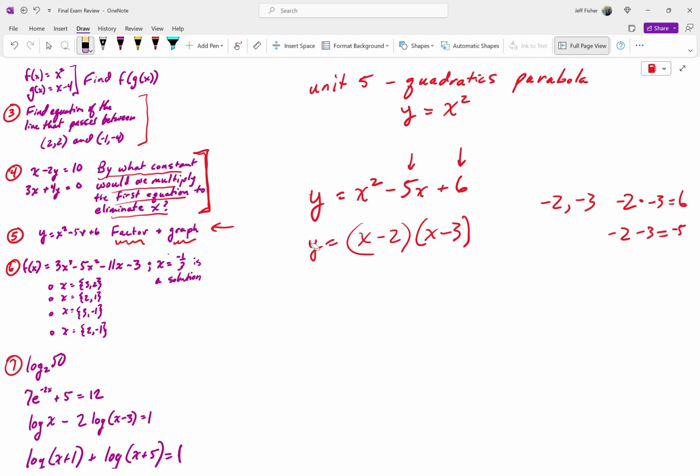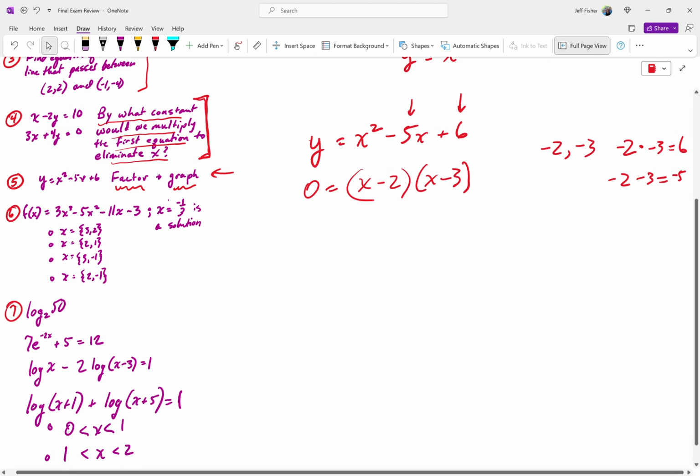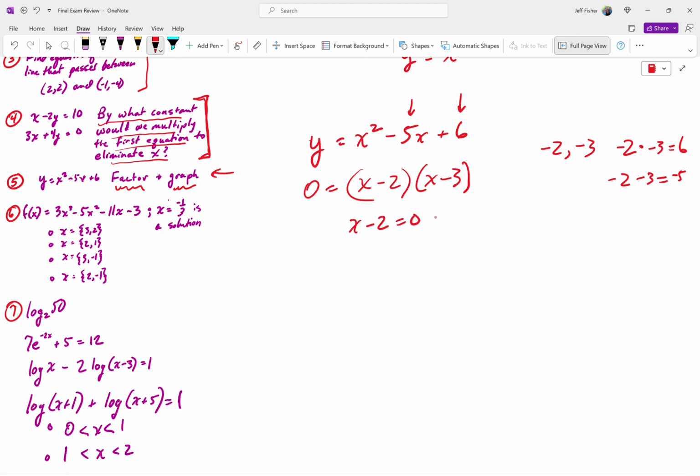So if we set y equal to 0, we can find where the roots are of this and find where the graph crosses the x-axis. So we set each factor equal to 0. And then we have x equal to 2 and x equal to 3. So now we have a graph that we know is going to cross at x equals 2 and at x equals 3, and we know that it opens upward, right? Because the a term is positive. It's a positive 1, which is the first term. So it's going to go like this.